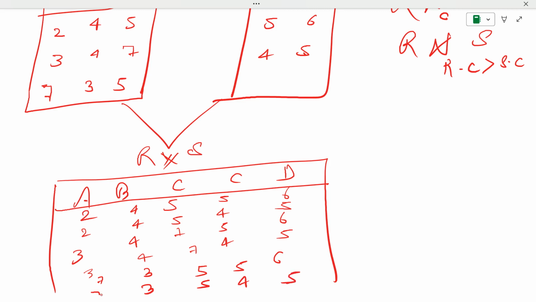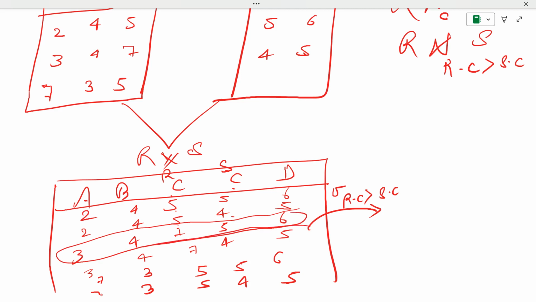Okay, so this is R cross S, and after that we are applying this predicate condition which says that R.C is greater than S.C. So we are selecting tuples where R.C, this is RC and this is SC, where R.C is greater than S.C. So which is the condition? Yeah, this got trapped here.